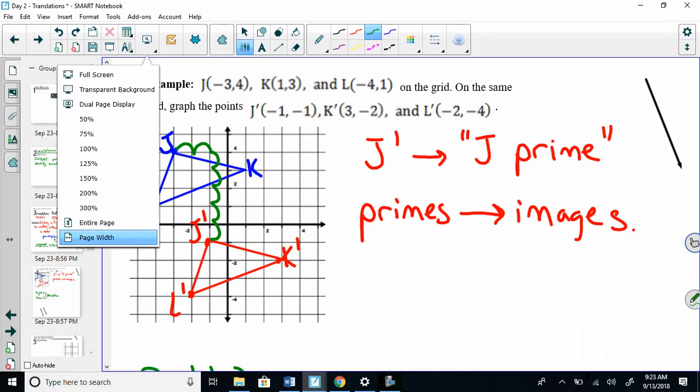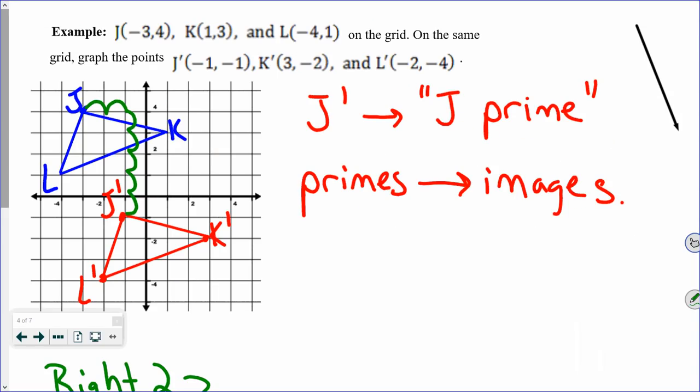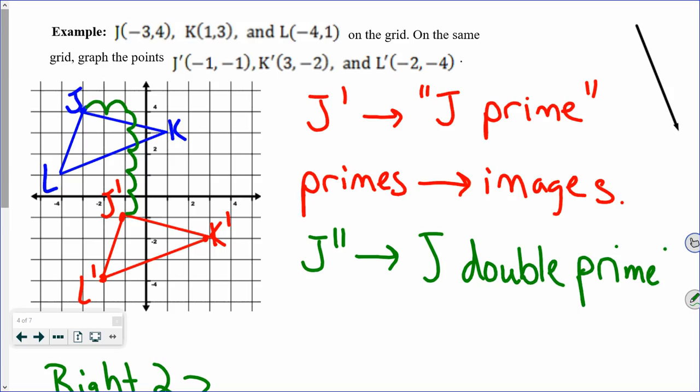You might ask yourself, okay, what does J apostrophe mean? J apostrophe, we say in math, is called J prime. So primes are connected to the images. If it has no primes on it, we know we're looking at the original copy, which is the pre-image. If we had J prime prime, this is called J double prime, which means that the original figure, the pre-image, was transformed twice.